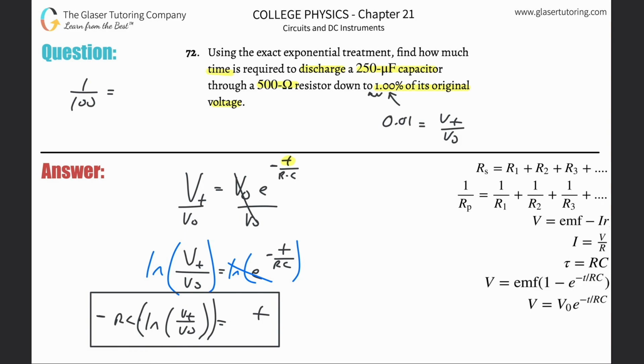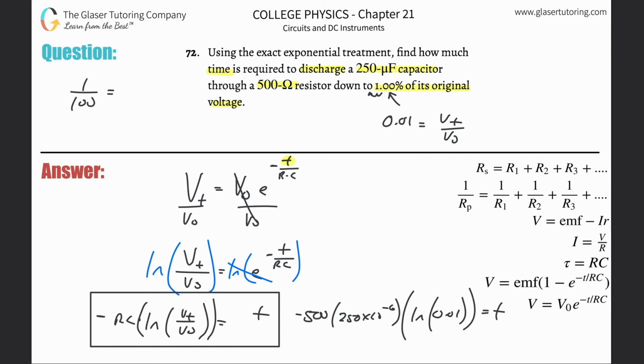In any case, all I've got to do now is plug in my values. So we've got negative resistance, so 500 ohms. We don't have to do any conversions. I'm just plugging in the values now. Negative 500 multiplied by that capacitance of 250 microfarads, but we need that in farads, so simply multiply that by 10 to the minus 6th. Then take the natural log of this decimal, and that will equal your time.